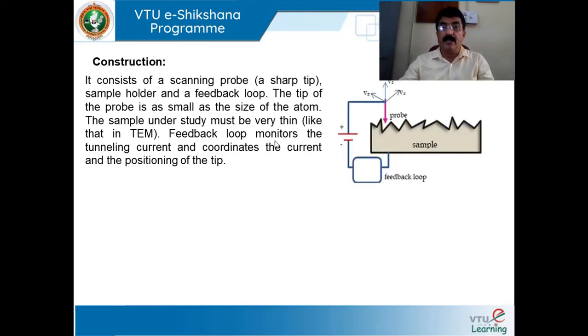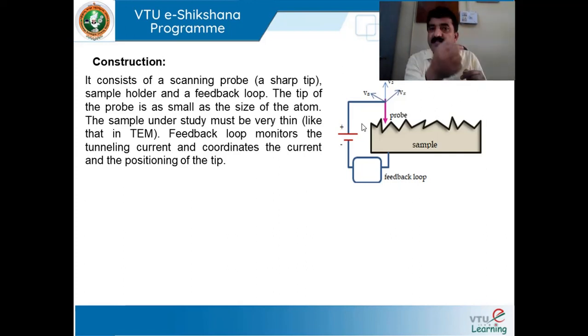This is the diagram. Look at the diagram. This pink color line is the probe. That probe is connected to a power supply and then a detector, which is the feedback loop. And this is the surface. Look at the surface of the sample. It is not even, it is a rough surface. When you look at the surface, it may look very smooth, but it is not so in reality. At the atomic level, it is not 100% smooth. There will be some unevenness. There may be pits, there may be humps, there may be holes. So, it is a zigzag surface.